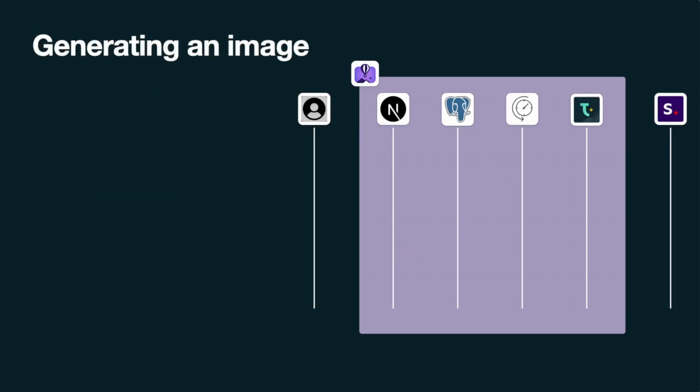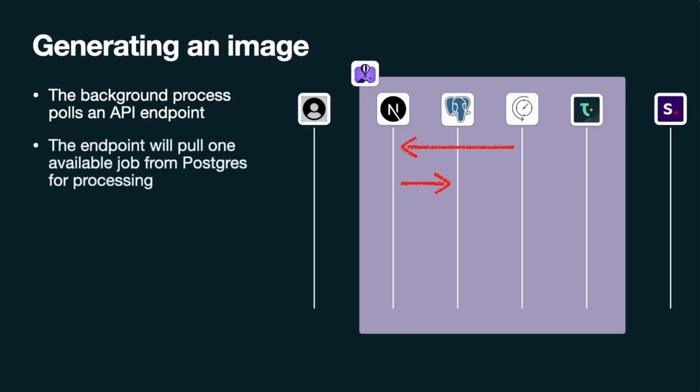Once those jobs are stored, there is a whole separate process that is used to actually generate and store the images for retrieval. There is a background process that runs every 30 seconds that will poll an API endpoint inside of Next to check for available jobs. All of the logic to generate images is actually stored inside of this API endpoint, which we will take a look at shortly. When the API endpoint is pinged, it will pull one available job from Postgres for processing. It will pull back one job that is in a pending status, since that is a job that needs to be processed.